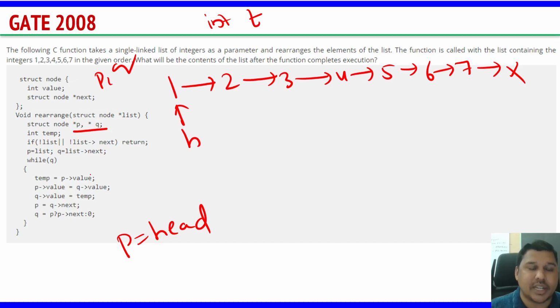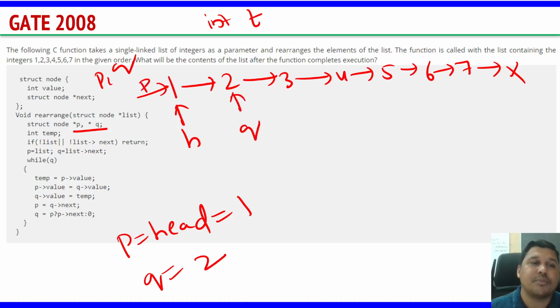Q equal to list next. List next means this 2. So p is at 1, q is equal to 2. So p and h are pointing to 1, q is pointing to 2. Now, while q is not null: q contains value 2, it is not null.